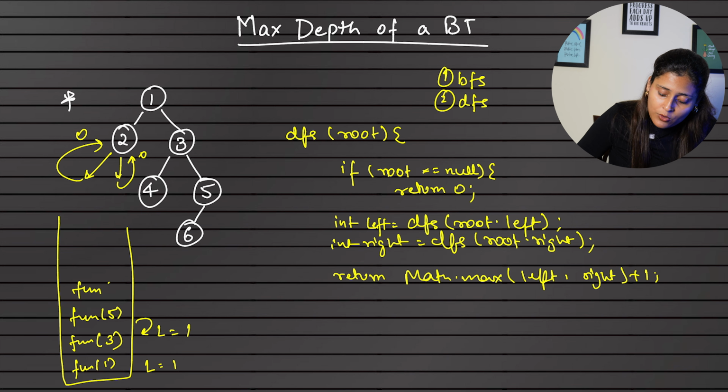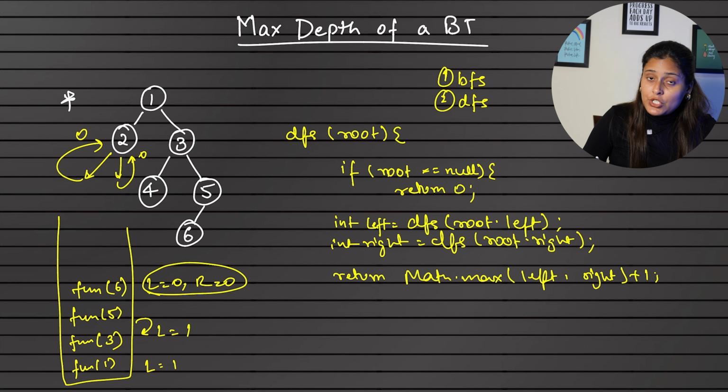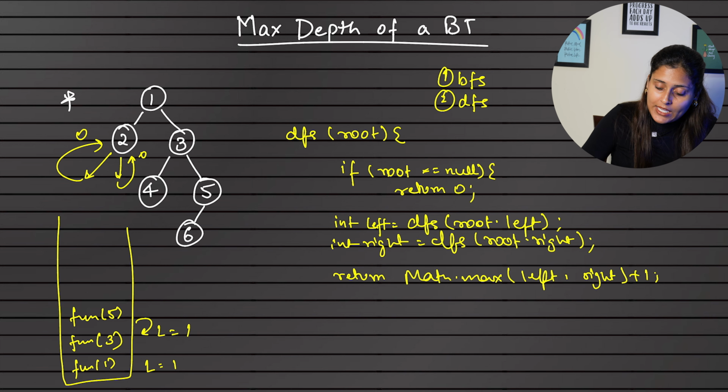Now 3 will go towards its right side, means function 5. Now function 5 will go towards its left side, means 6. 6 will also go towards its left side, means null. Null will get removed. Similarly 6 right side null. Null will get removed. So for 6, left is 0, right is 0, so maximum of left, right, which is 0, and plus 1 means 1. 1 will get returned to 5's left side. So from 5 left we got 1.